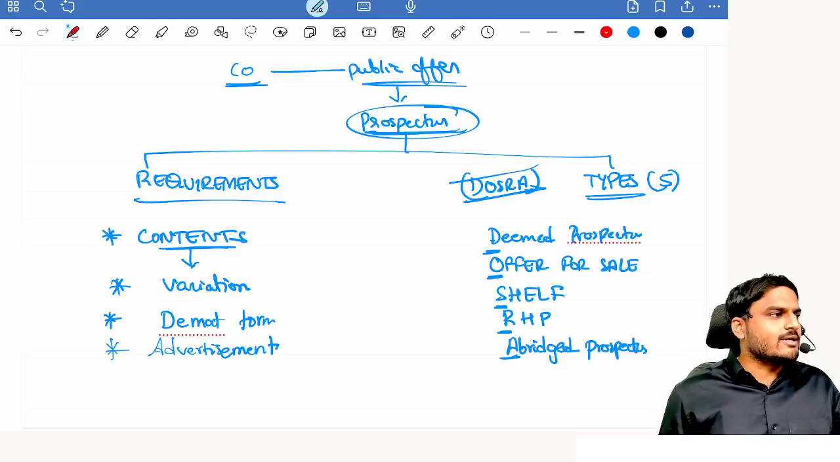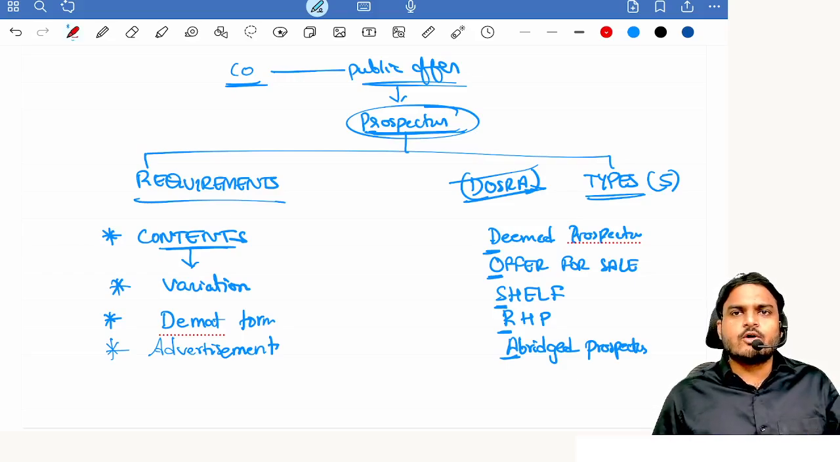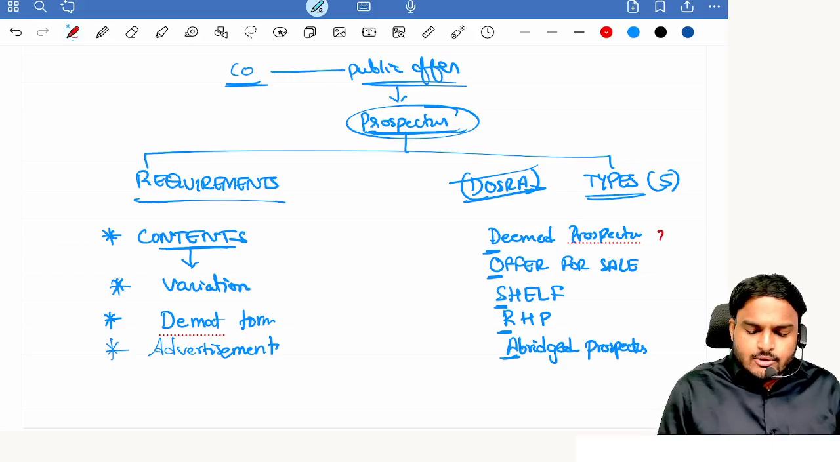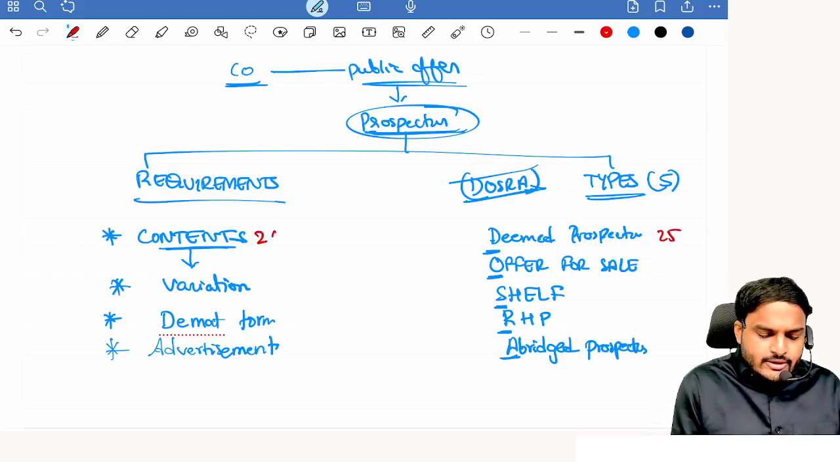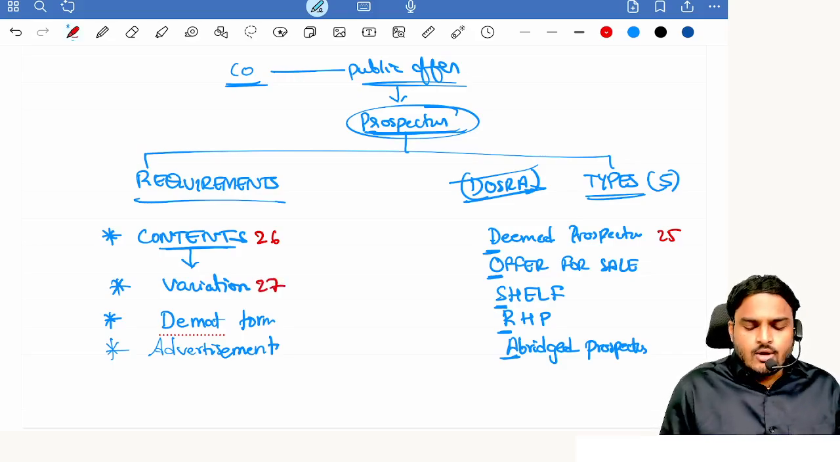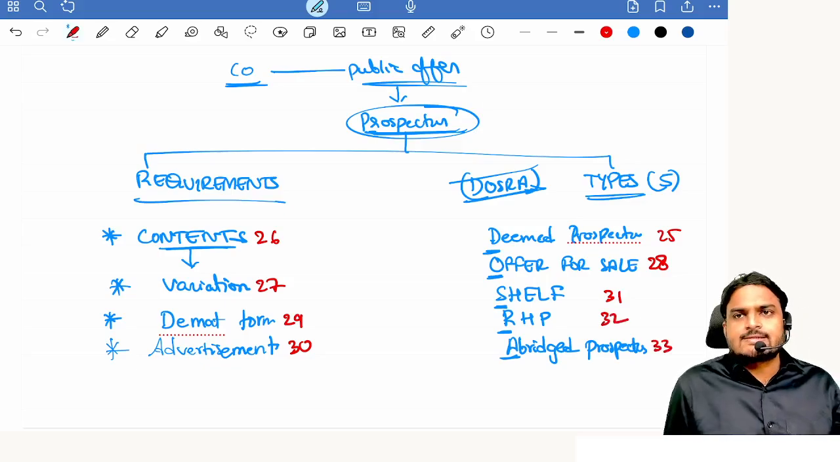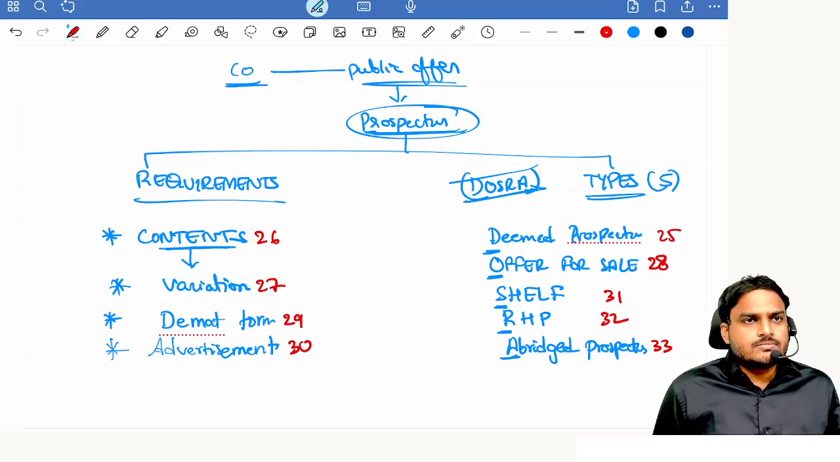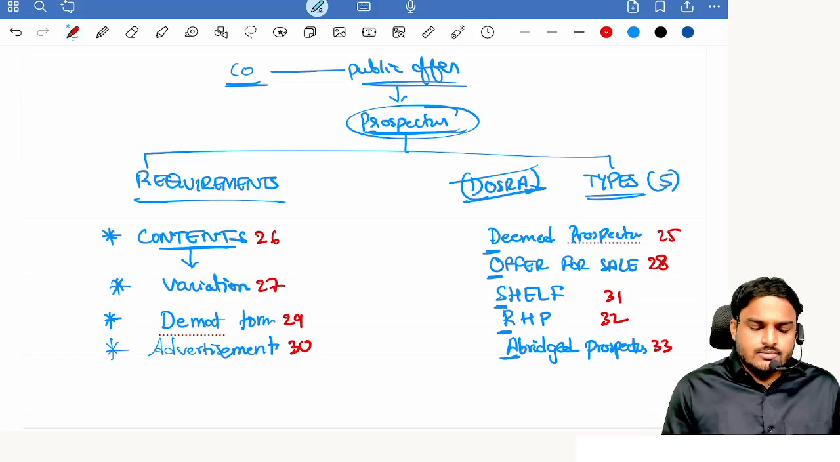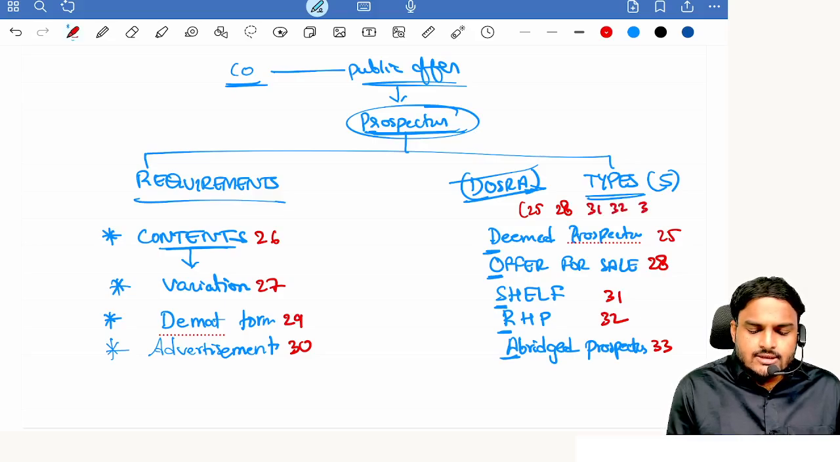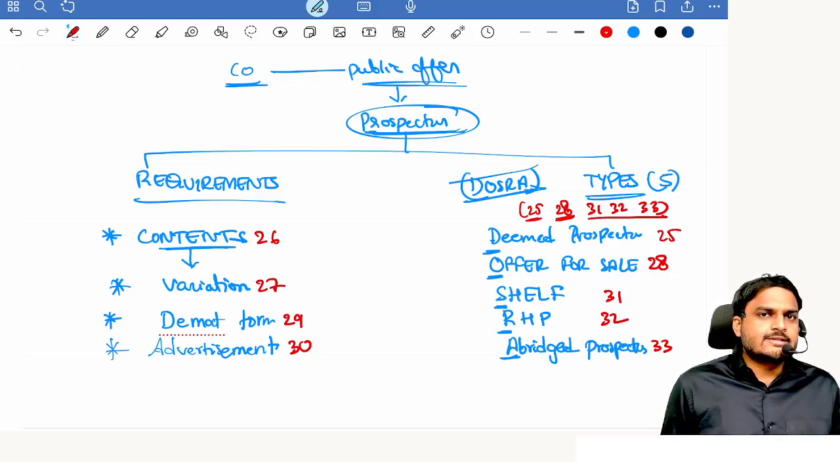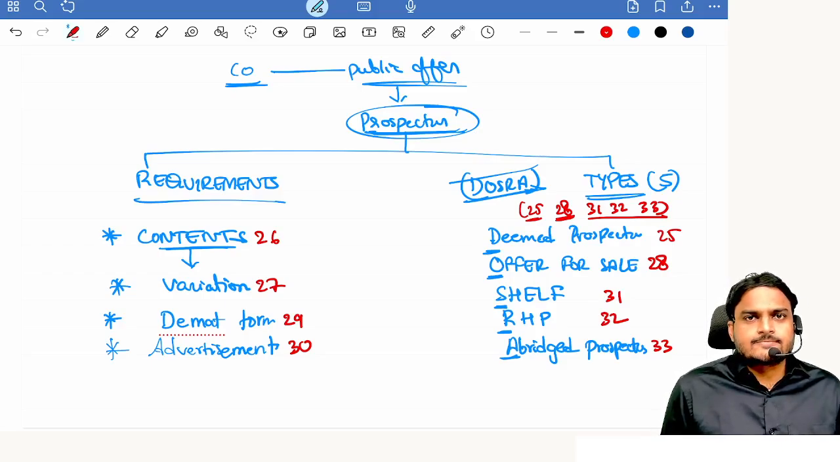Now coming to section numbers, up to which section I completed? 24. Only 2 sections I completed. 23, modes of issue of securities. 24, CG and SEBI. Now deemed prospectus 25, contents 26, variation 27, offer for sale of securities 28, demat form 29, advertisement 30, shelf 31, red herring prospectus 32, abridged prospectus 33. So simply, for types of prospectus, it's 25, 28, 31, 32, 33. 5 sections, 5 types of prospectus we are having.